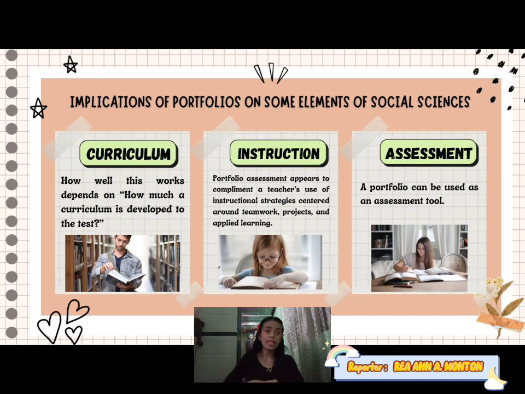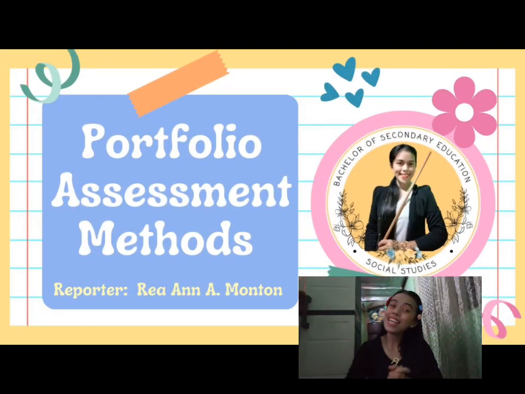So those would be the implications of portfolios on some elements of social sciences. First is the curriculum, next is instruction, and the last one is assessment. Okay, so I am done, and we are done discussing the four topics that I have reported. What are the four topics that we discussed earlier? First, the stages in implementing portfolio assessment. The second one is the types of portfolio. The third one is assessing and evaluating portfolio assessment. The fourth, which is the last one, is the implications of portfolios on some elements of social sciences.